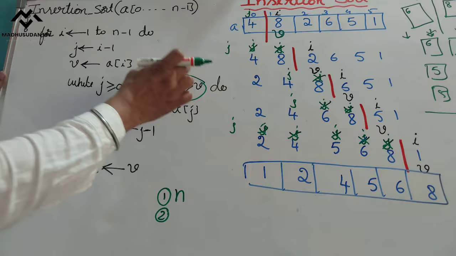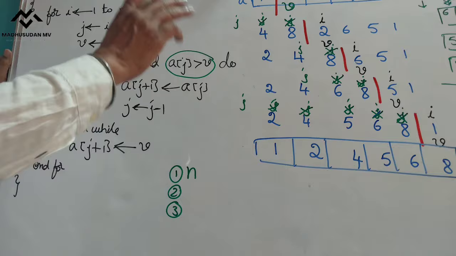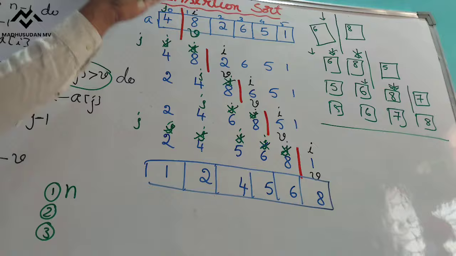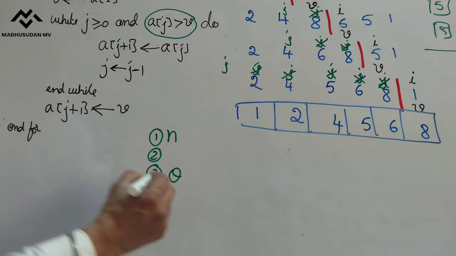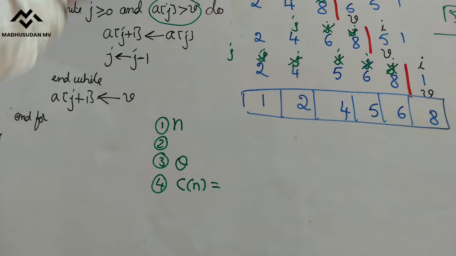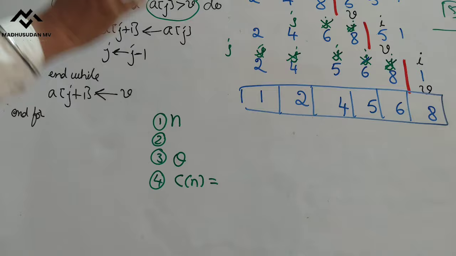The third step is what? We need to decide whether we need to find all three cases or only the average case. Here, however you give the elements, it doesn't matter. We need to do all these things. So we need to find only the average case, big theta. Now the fourth step is what? We need to find out how many times this basic operation, this comparison operation, is executing, and express that in the form of a summation expression, because this is a non-recursive algorithm.